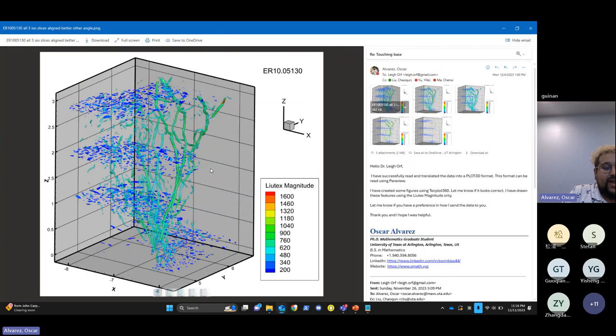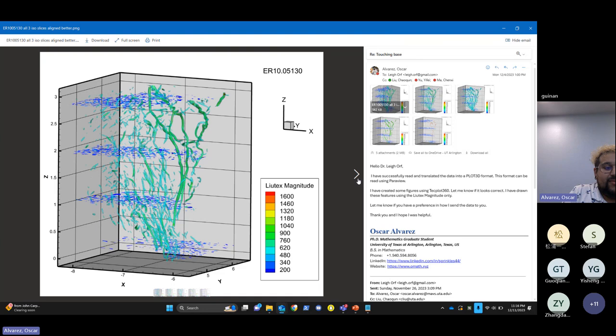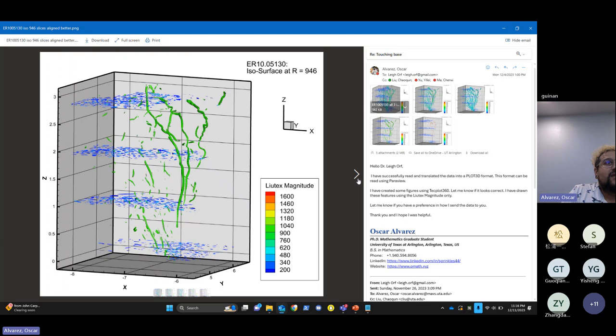I forgot. This is the really, really big one. 250 billion points, 10 meters. And then these are the figures that came up from it. I just put a few. This is really interesting. Very high rotation strength up here.